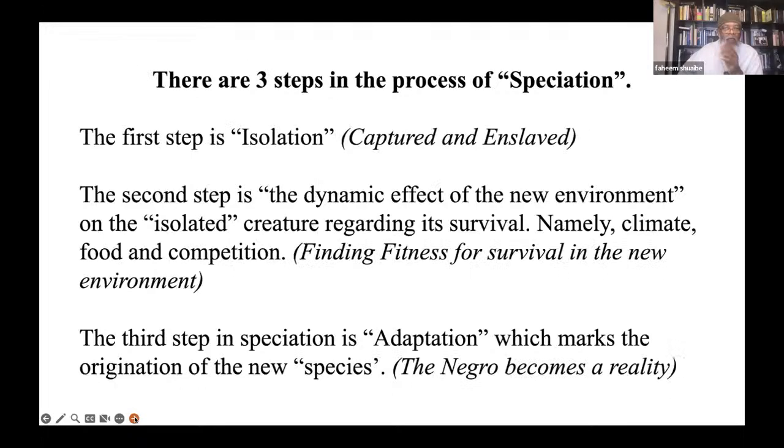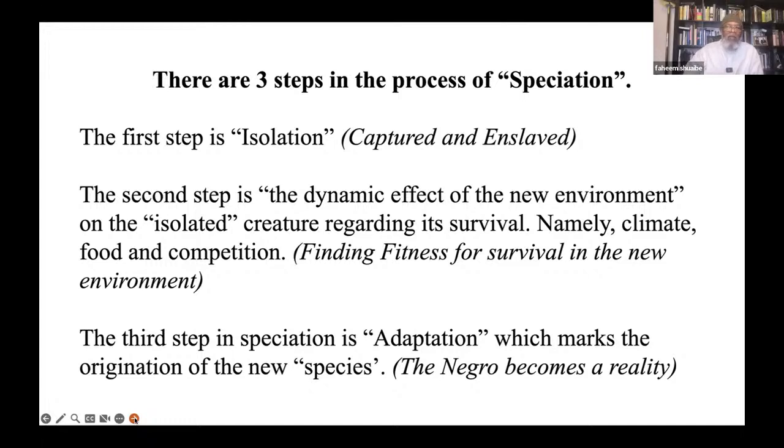Speciation. Okay. So there are three steps in this process of speciation. The first step is isolation, and that happened when we were captured and enslaved. The second step is the dynamic effect of the new environment. That is, any new creature in a new environment has to survive, right? So after this isolation, the creature has to do all that it must do to respond to the climate, to meet its nutritional needs, and to handle any competition for that nutrition. That is finding the fitness for survival in the new environment.